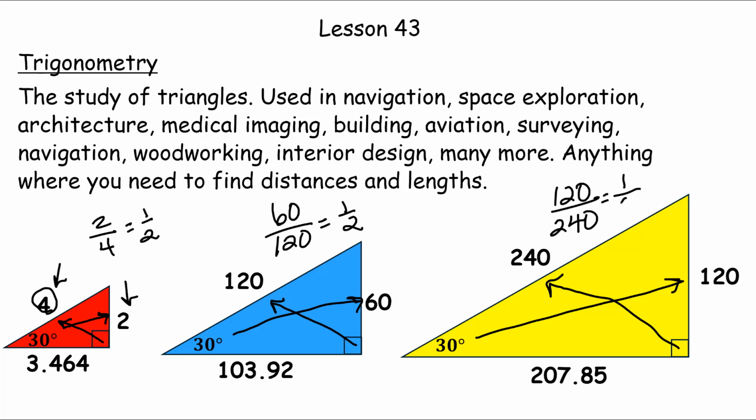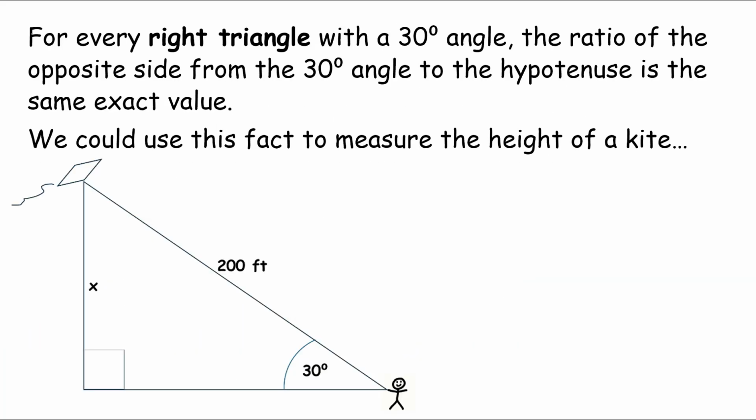If you punch 30 degrees into your calculator and hit the sine key, you will always get 1/2, because it doesn't matter how big or small the triangle is, the ratio between the opposite side to 30 and the hypotenuse of that triangle will always be 1/2. That value is inside your calculator. Whenever you enter 30 degrees and hit sine, S-I-N, you will always get the same value.